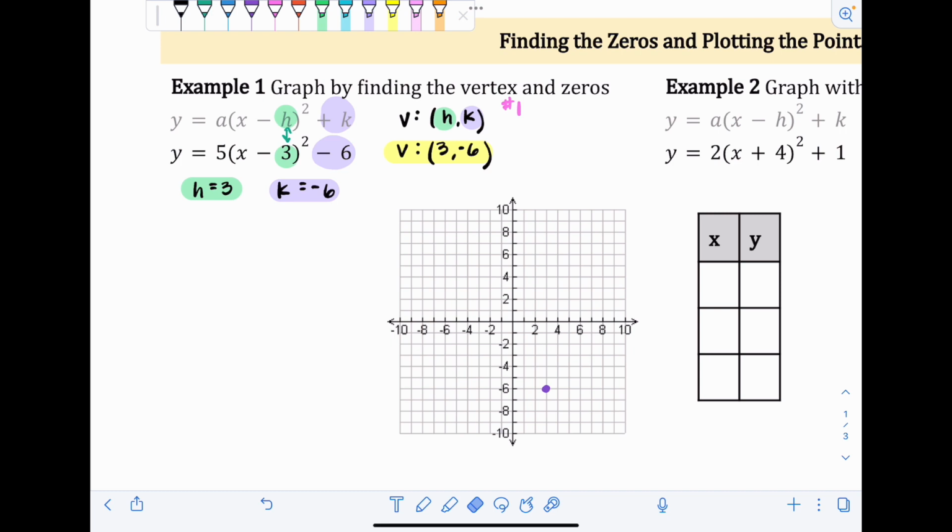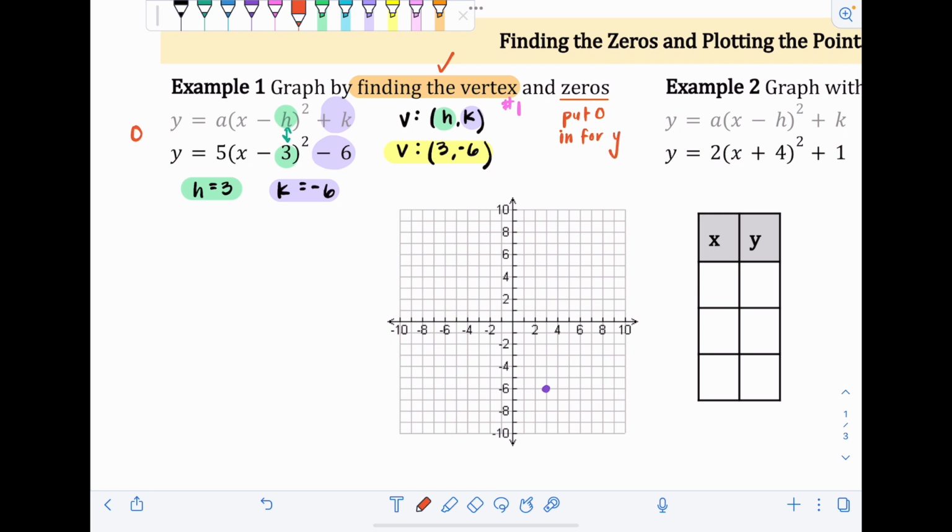Okay, and then if we read through the directions for the example one more time, it says graph by finding the vertex. Okay, we just did that. But then it says, and the zeros. So the zeros, that's a vocab term we've talked about before, but sometimes it's easy to forget because it seems like a funky word. So zeros mean the value that makes the equation or the function equal to 0. So the way that we do that is we put 0 in for y.